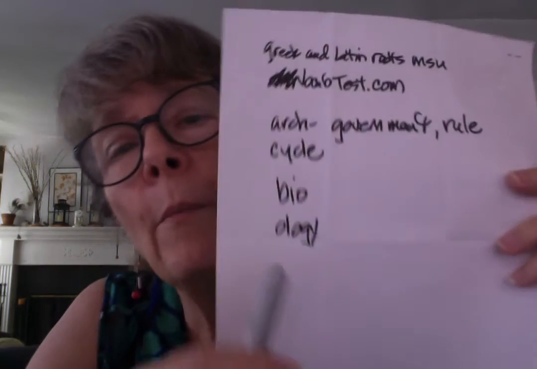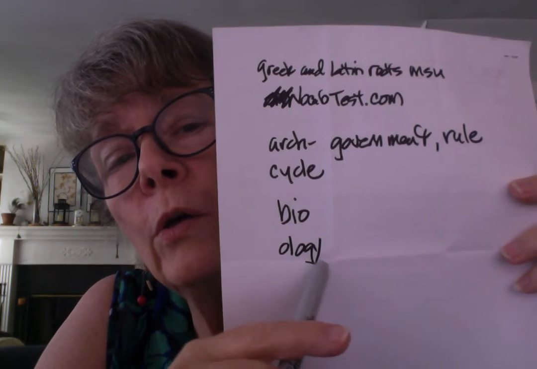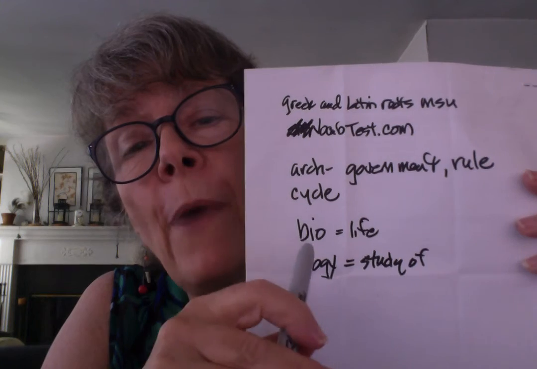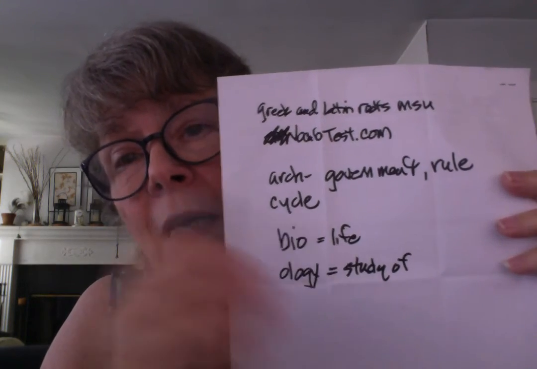But another important root is bio, B-I-O. Bio means life, and another important root is ology, or olog, O-L-O-G, or O-L-O-G-Y. Okay, so we have bio, or ology, or olog. So bio means life, olog means study of, the study of. So if we have biology, it means the study of life.